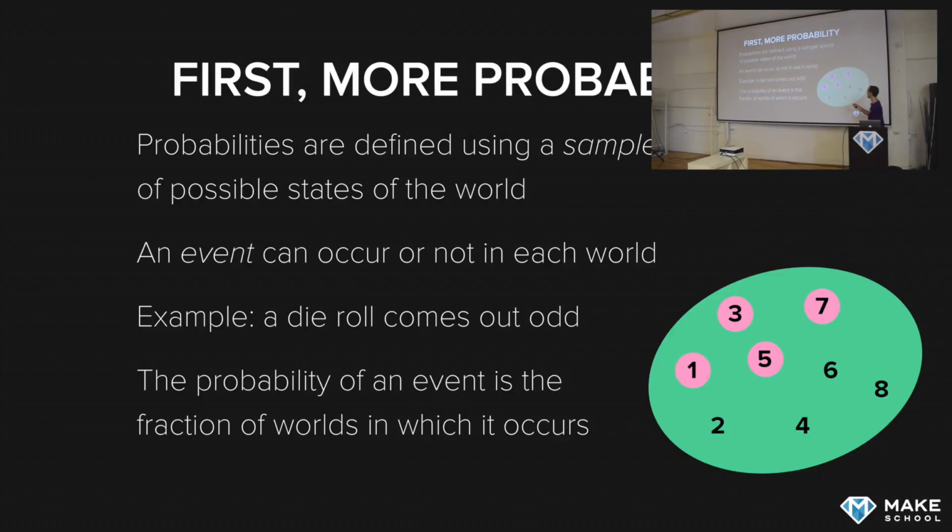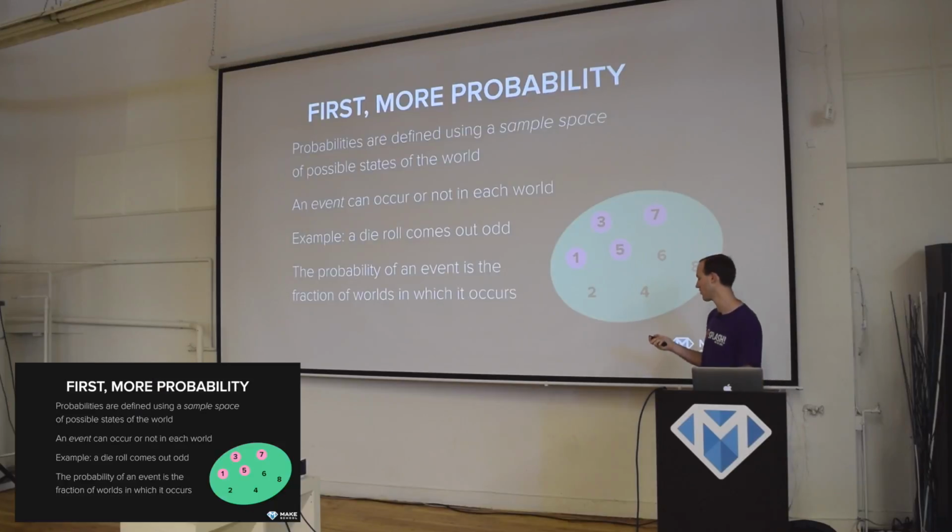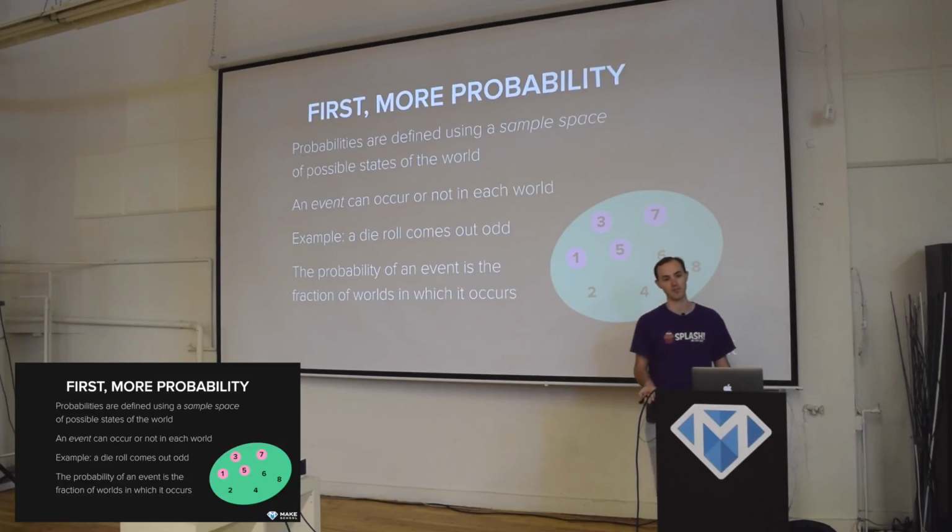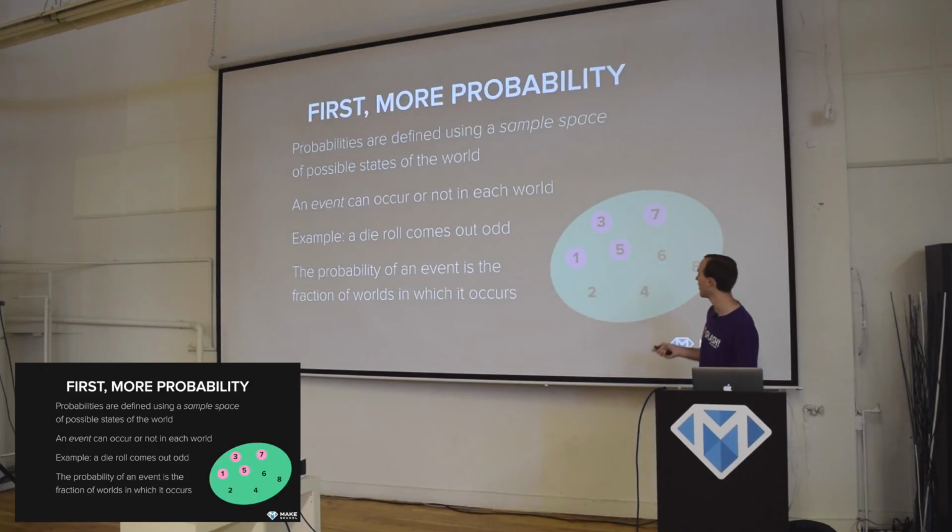And that's true in these highlighted worlds here. So out of the 8, there are 4 worlds in which that event occurs. The other 4, it doesn't occur. And so we say the probability of this event is 4 over 8. It's just 1/2. So in general, the probability of an event is just the fraction of the worlds in which it occurs. And this, of course, makes sense for any kind of event which is well defined in terms of what's going on in each world.